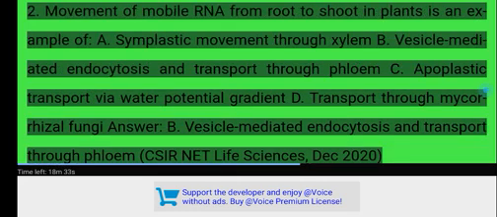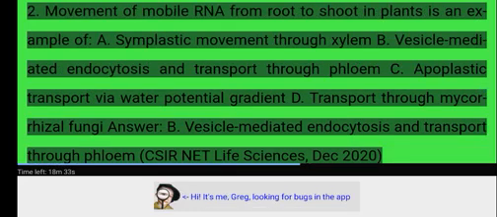2. Movement of mobile RNA from root to shoot in plants is an example of: A. Symplastic movement through xylem. B. Vesicle-mediated endocytosis and transport through phloem. C. Apoplastic transport via water potential gradient. D. Transport through mycorrhizal fungi. Answer: B. Vesicle-mediated endocytosis and transport through phloem. CSIR NET Life Sciences, December 2020.